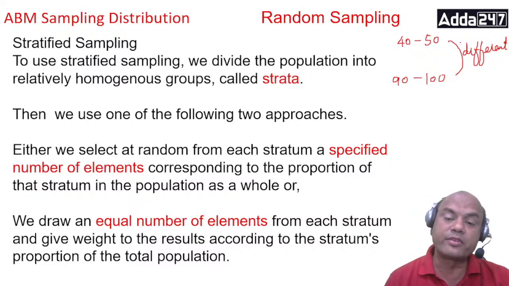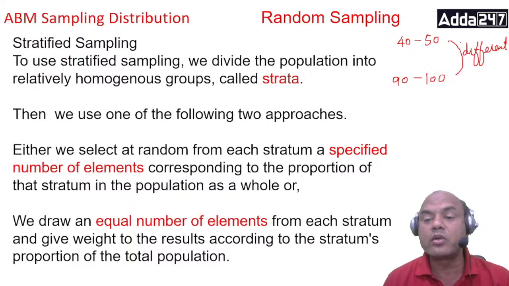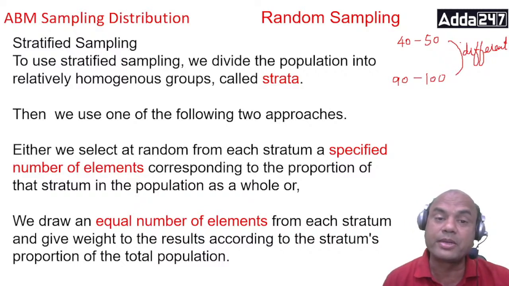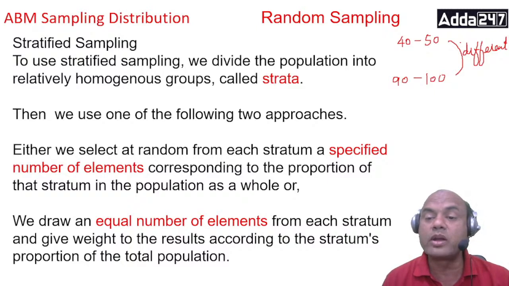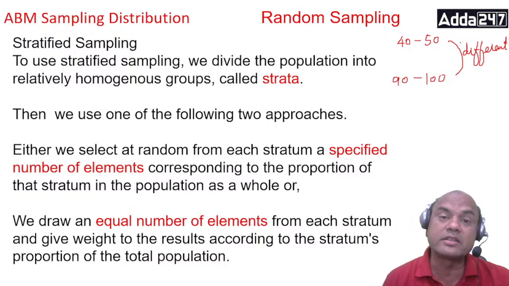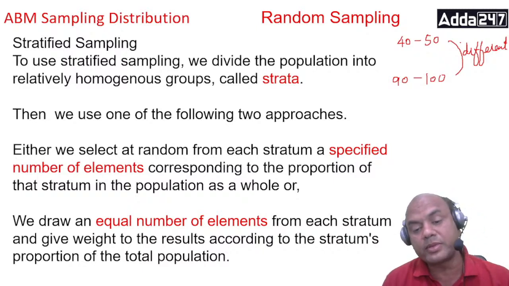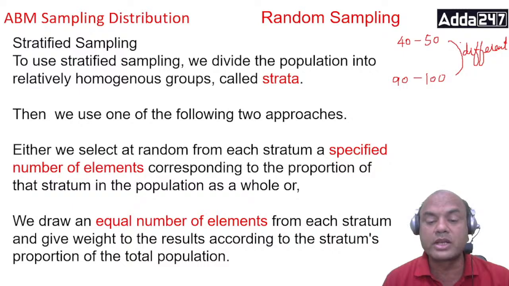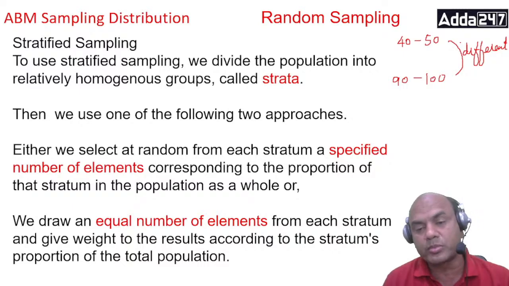Specified means what? I may decide that from 90 to 100 we'll select 5 students, from 40 to 50 we'll select 10 students. So I might have already decided. That's why, come back to the first definition of sampling, predetermined. I'll say 90 to 100 I want 5 students, 40 to 50 I want 6 students, 50 to 60 I want 10 students. It will be a determination from my side. That is one way out. And the second way out is we draw an equal number of elements from each stratum and give weight to the results according to the stratum's proportion in the total population.